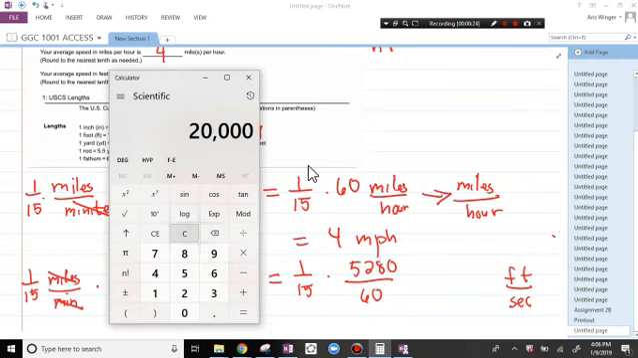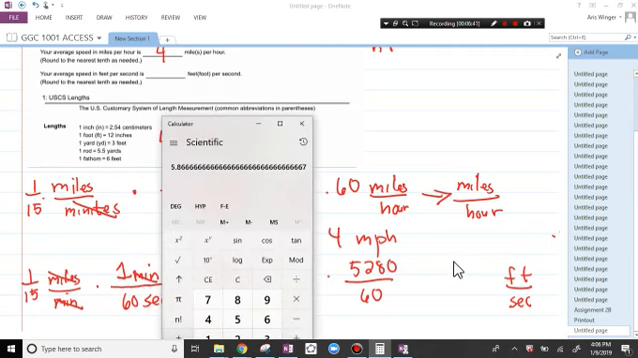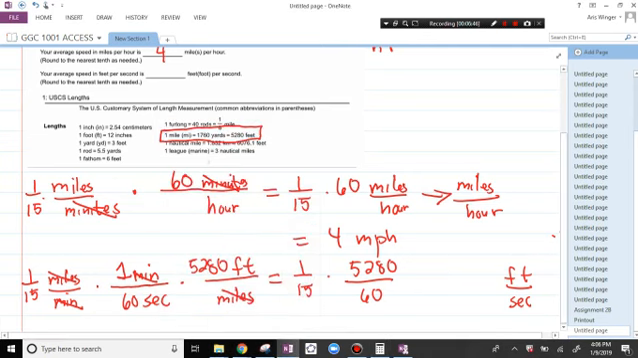So we've got 5,280 divided by 60 divided by 15. 5.8 something. Let's see, round to the nearest tenth. 5.9. It's approximately 5.9 feet per second.